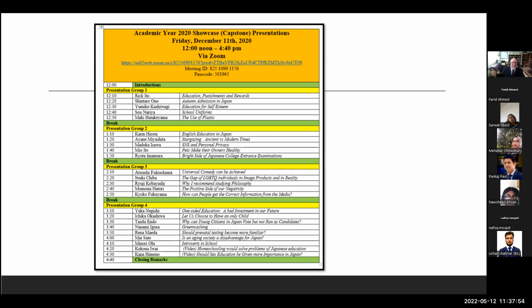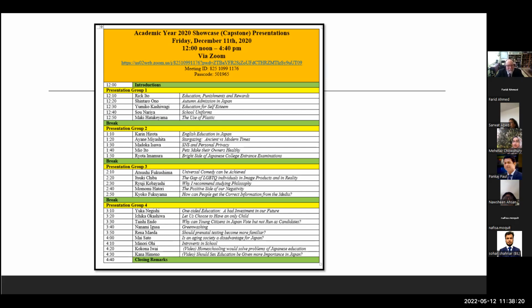Autumn admission in Japan. In Japan, you are normally admitted to university in April. AIU is different because we have an April and a September admission. That's rare. But some places are saying we should also, across the board, give people a chance to come into the university system in September. That would be radical in Japan.